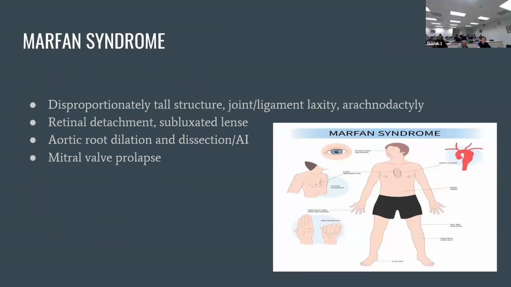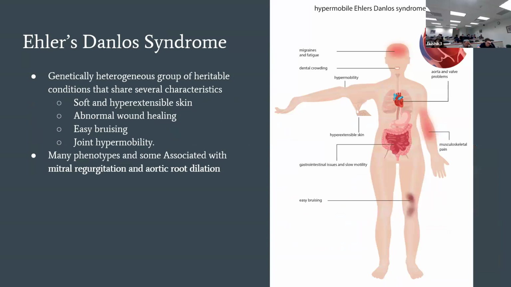Marfan syndrome, you guys have heard of Marfan syndrome already before. So tall stature, joint ligament laxity, arachnodactyly, retinal detachment, subluxated lens, aortic root involvement, and they are more predisposed to dissection and aortic insufficiency, and also mitral valve prolapse. So these are things we're looking for on physical exam as well.